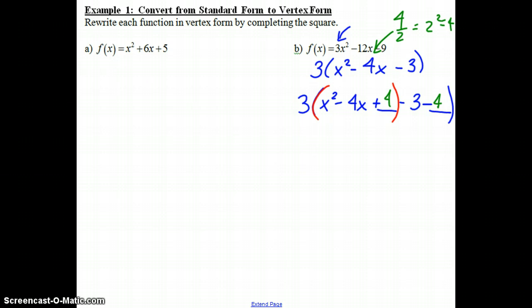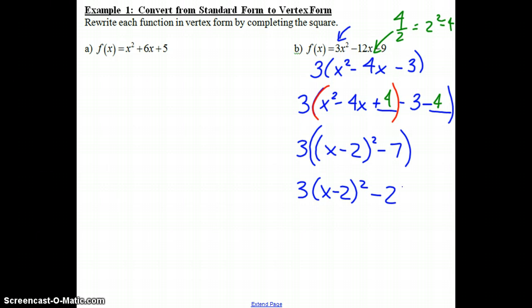Next, we group just the trinomial square. So this will become (x minus 2) squared. The minus 3 minus 4 becomes a minus 7. But to put this into vertex graphing form, we actually need to put the 3 back in. So here our final answer will be 3 times (x minus 2) squared minus 21, because the 3 needs to multiply to the front of the first term and multiply with the negative 7 at the end. This would be your final answer in vertex graphing form.